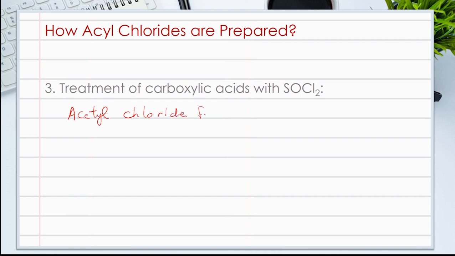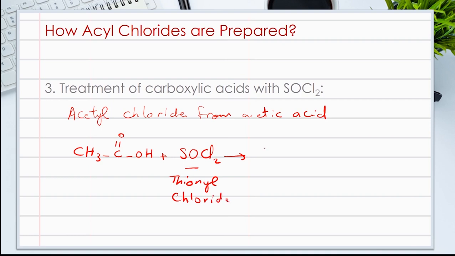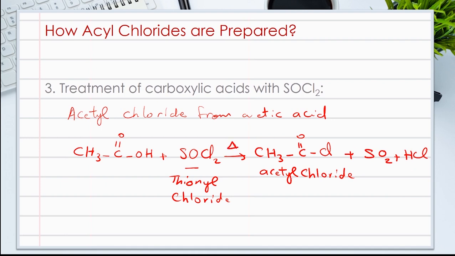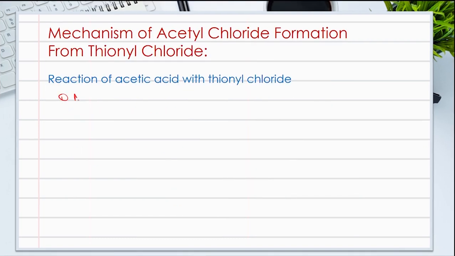The third reaction is the reaction of acetic acid with sulfur dichloride oxide, also called thionyl chloride, SOCl2, to give acetyl chloride, CH3COCl, and sulfur dioxide, SO2, and hydrochloric acid, HCl. This reaction, as you can see, requires heat for the reaction to happen. Let's look in detail at the mechanism of the reaction of acetic acid with thionyl chloride.